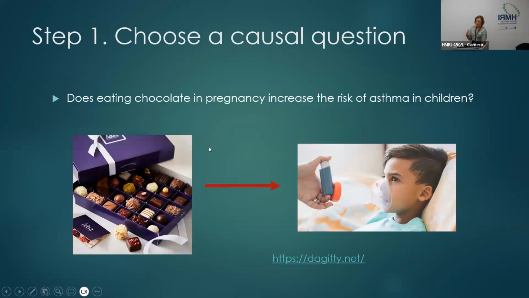So I'm gonna do a practice question, but I want you to come up with one as well. And I just made this up. Again, this is not a real question. So because it's not a real question, it comes with a few issues. But I thought it would be good if we had a fun one, right? So does eating chocolate in pregnancy increase the risk of asthma in children? We're all okay with asthma, we all like chocolate, but let's just go with this as our practice question.